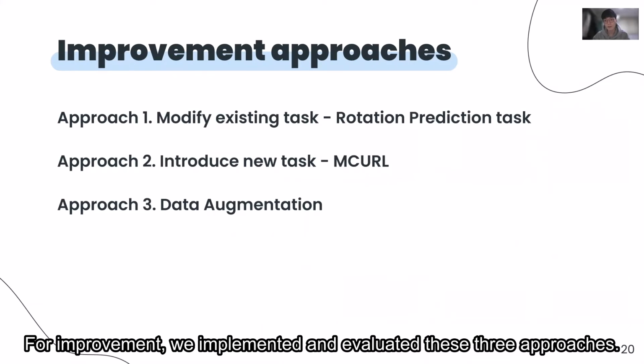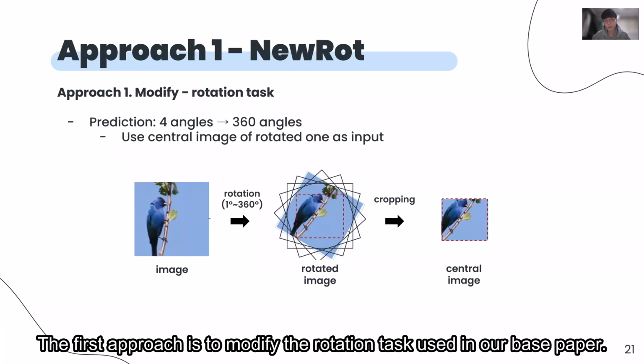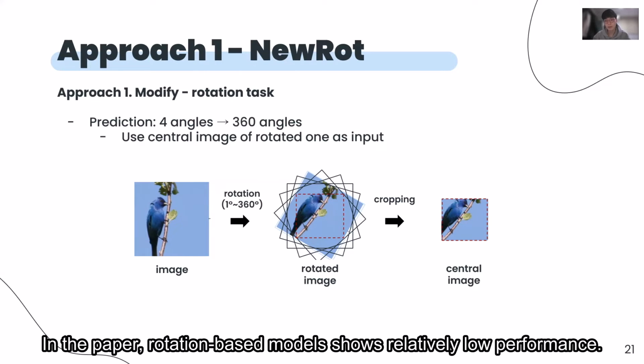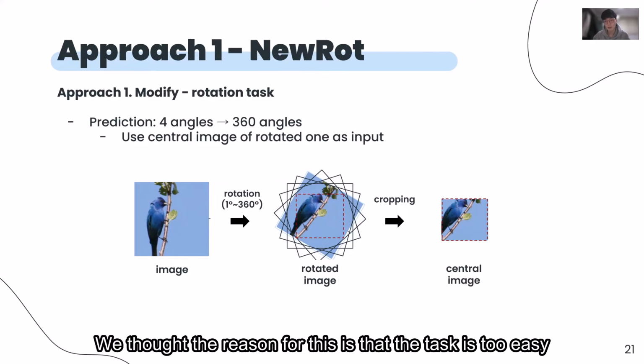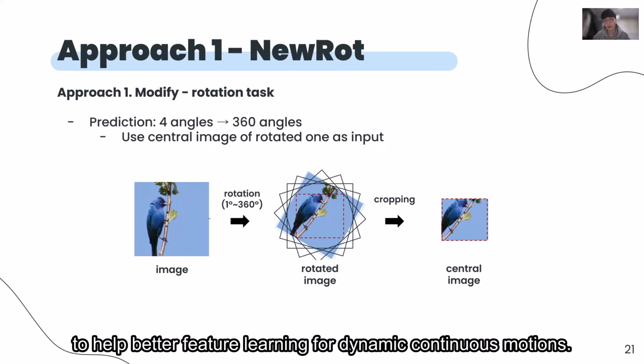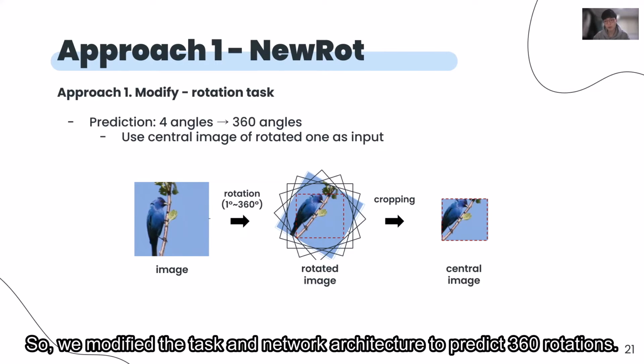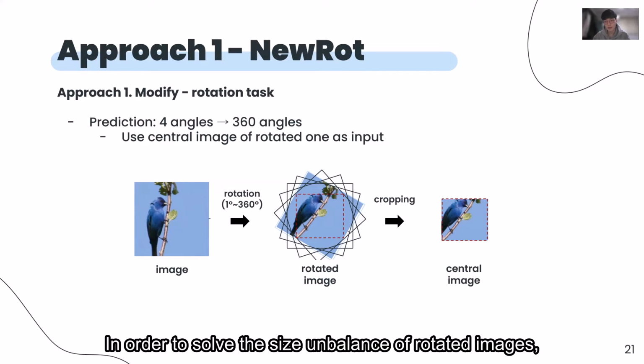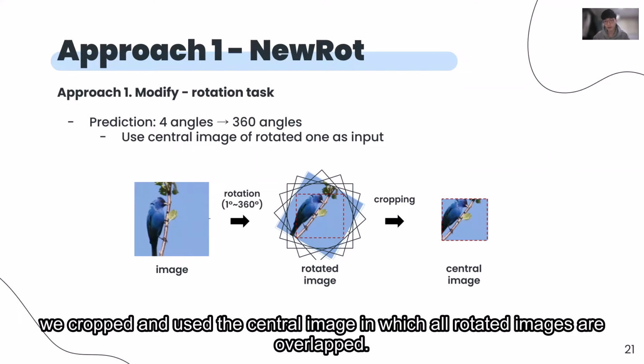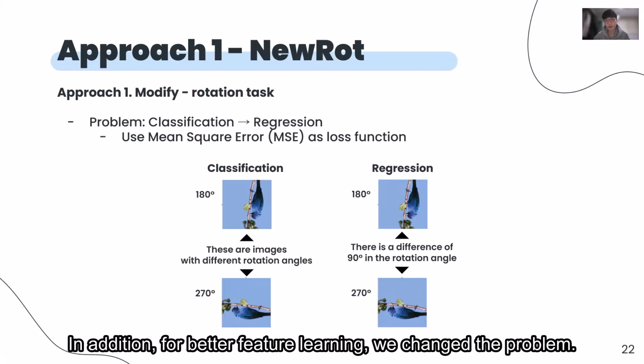For improvement, we implemented and evaluated these 3 approaches. The first approach is to modify the rotation task used in our base paper. In the paper, rotation-based models show relatively low performance. We thought the reason for this is that the task is too easy to have better feature learning for dynamic continuous motions. So we modified the task and network architecture to predict 360 degree rotations. In order to resolve the size imbalance of rotated images, we cropped and used the central image in which all rotated images overlap.